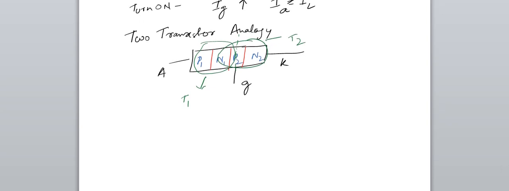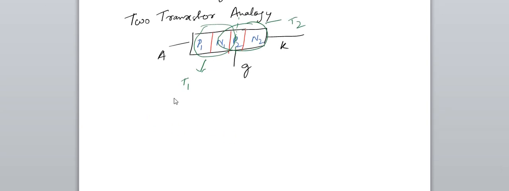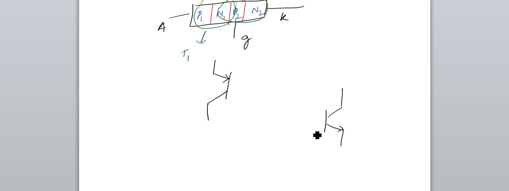So how can we draw this? First T1. This is your PNP transistor, so we can write it like this. And one more transistor is your NPN transistor. So the NPN transistor can be drawn like this. I'm separating it like this, and you will get to know this.